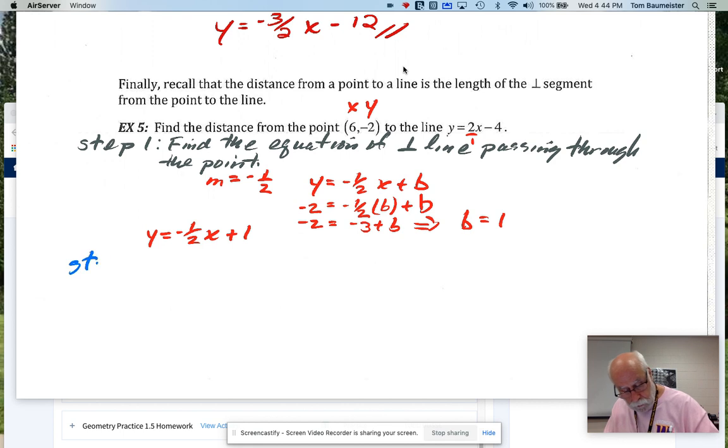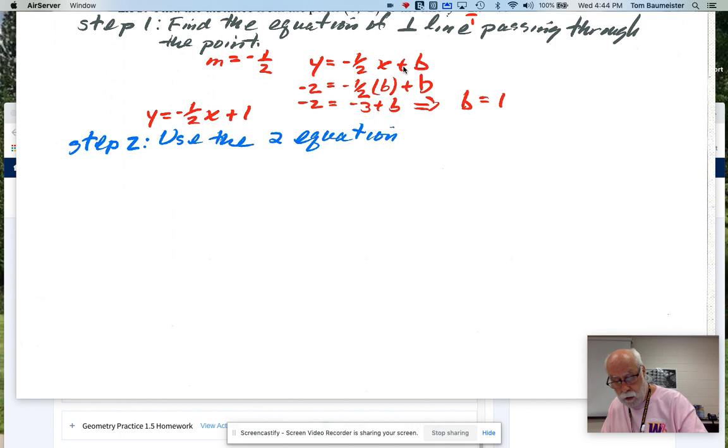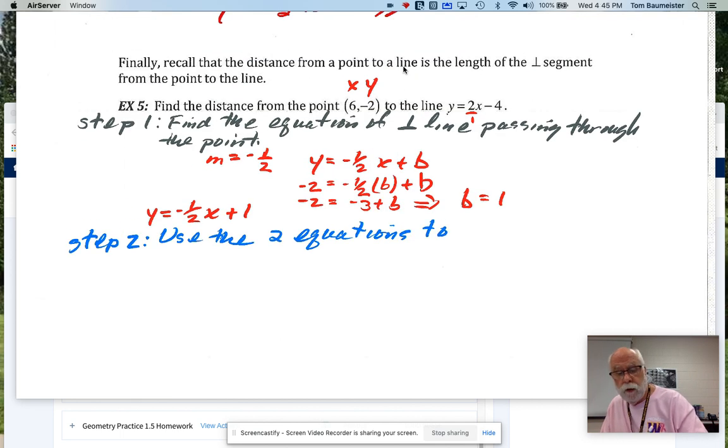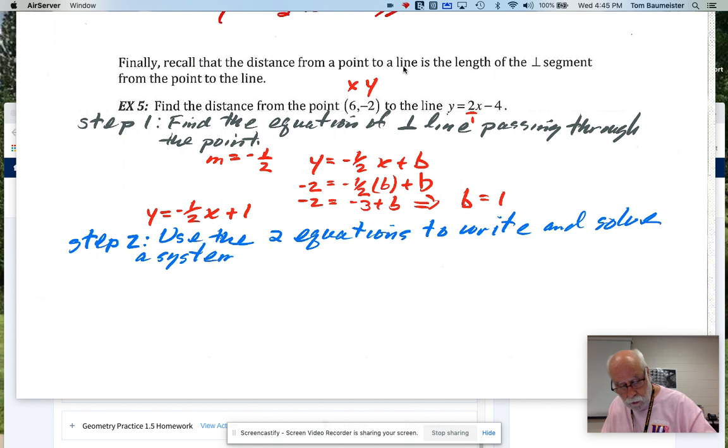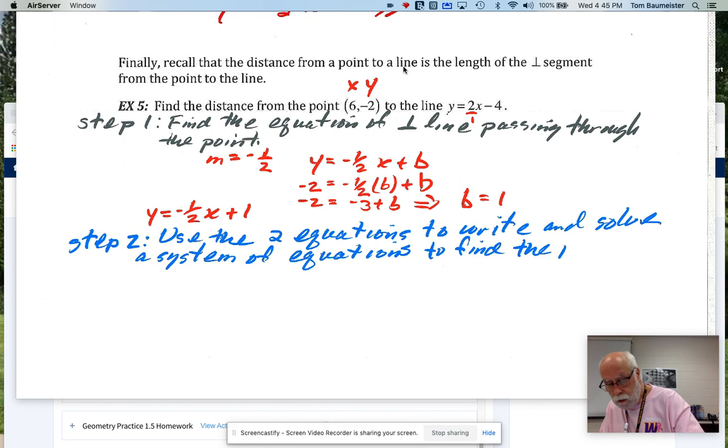Step 2, use the two equations to write and solve a system of equations to find the point where the two lines intersect.